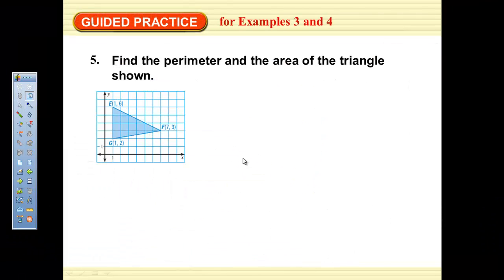So our answer here is 16.8 for the perimeter and 12 for the area. And that's it for this one.